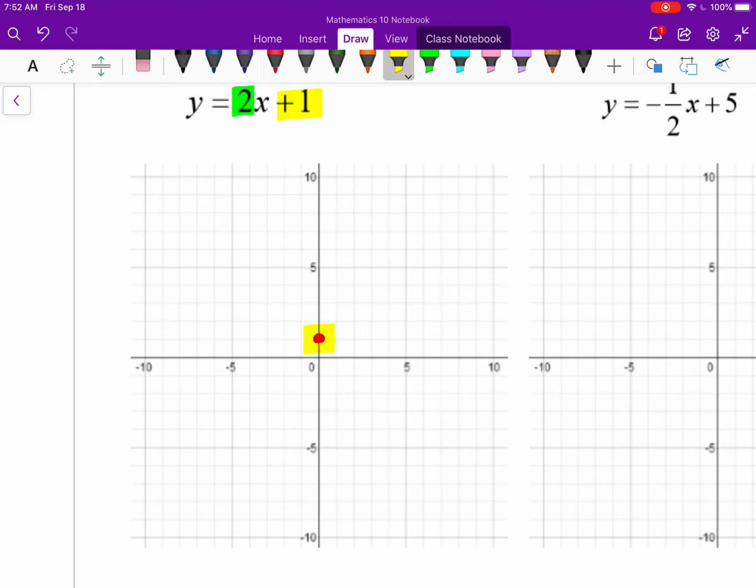Now, just like that, I know 1 point. And when you want to sketch a line, or you want to visualize a line, all you really need are 2 points. So if I can find one more point this line goes through, grab my ruler, and I'm all good. So next I look at the slope. So the slope is 2.